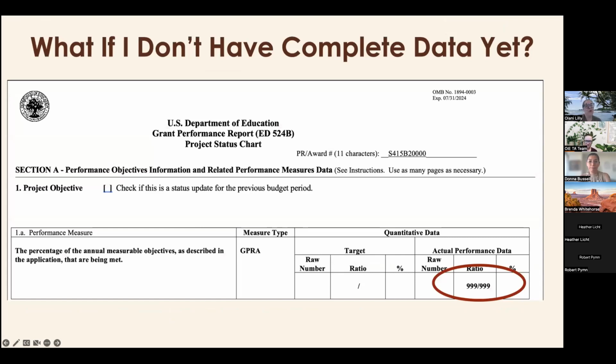And so what if you do not have complete data yet? Okay, don't fret. There is a mechanism in which you can indicate that. You would put 999 in the actual performance data. And that really cues to us that you don't have the data now, but you will have the data by the end of the grant year. And that'll be, again, a cue that we will be expecting an APR update from you at the end of the year.